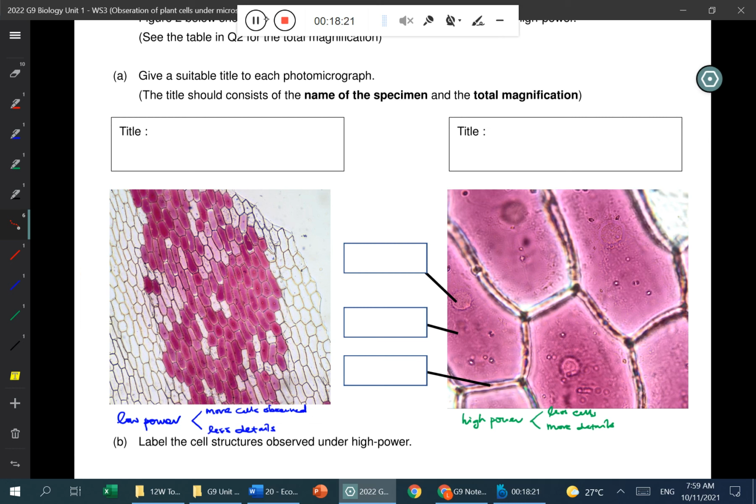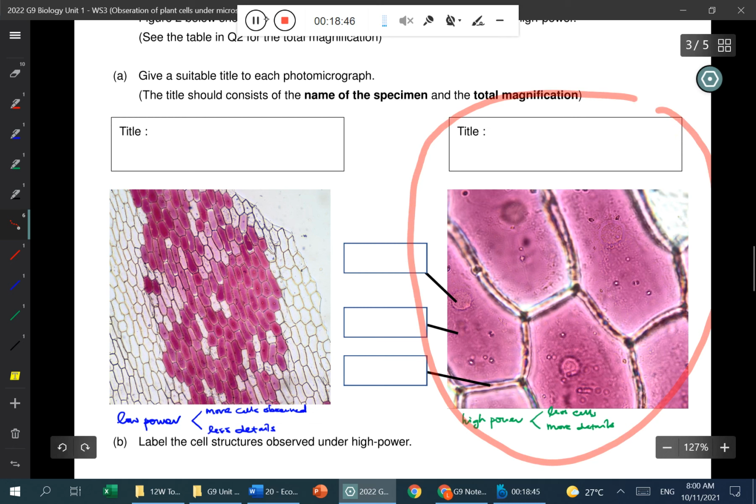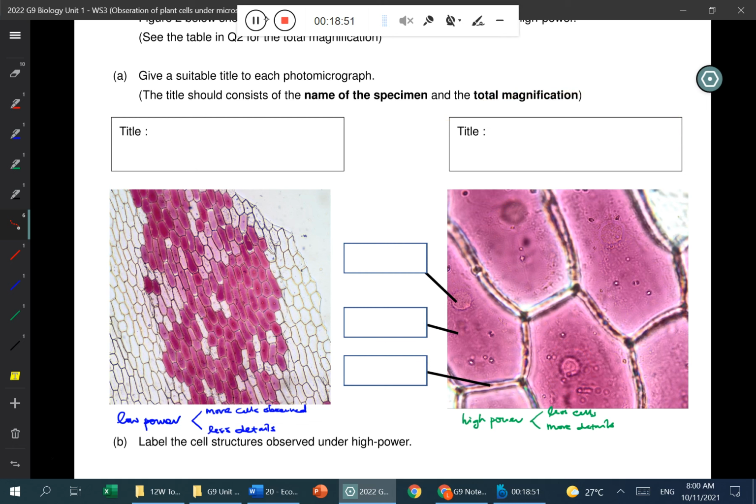So which power of observation is better? I give you 5 seconds to think about it. Which type of observation is better? Well, many of you may think that, all right, high power is better because you can see the cells more clearly, you can see a lot of details. Well, that's true. But I won't say low power is bad. Actually, low power is also good.